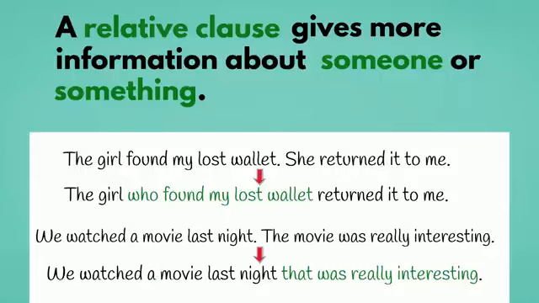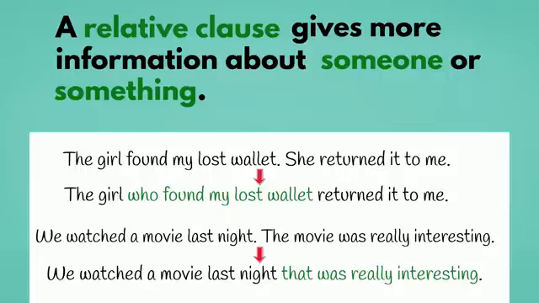Take a look at these two sentences. The girl found my lost wallet. She returned it to me. We can use a relative clause to combine these clauses and avoid repeating ourselves. For example, the girl who found my lost wallet returned it to me. The relative clause, who found my wallet, provides more information about which girl it was.